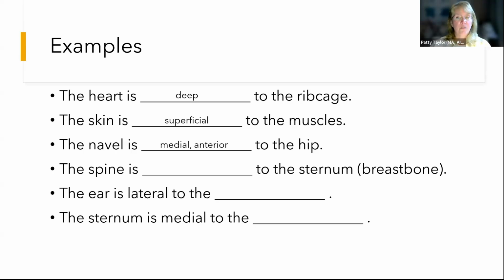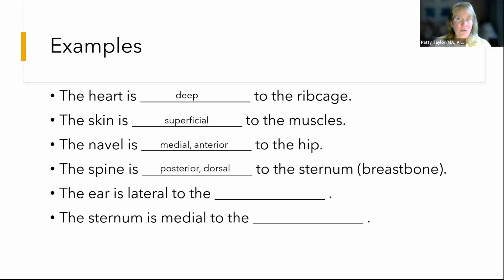The next one, the spine, is what to the sternum? Well, both are in the midline. I would avoid using medial or lateral here. I would use a term that illustrates how they're different. So the spine is on the back of the body compared to the sternum on the front of the body. So I would say the spine is posterior or dorsal to the sternum.